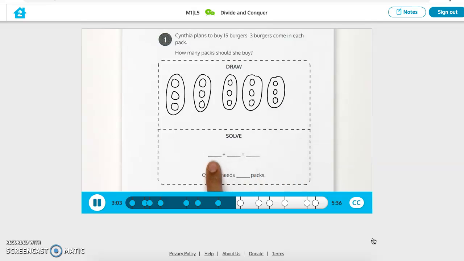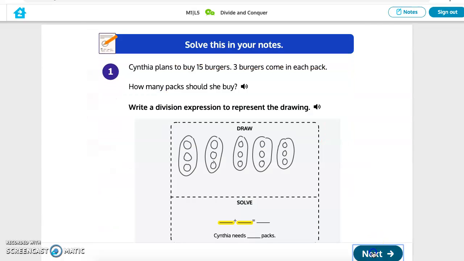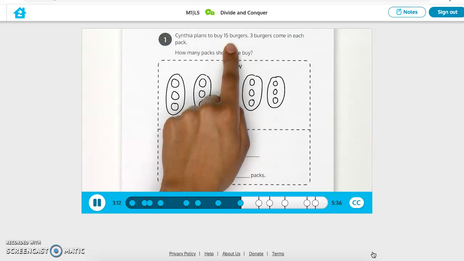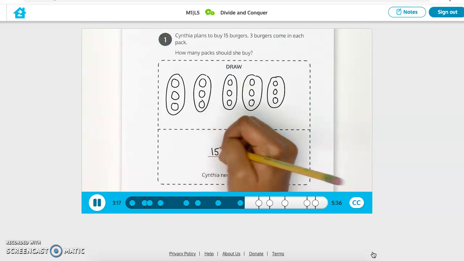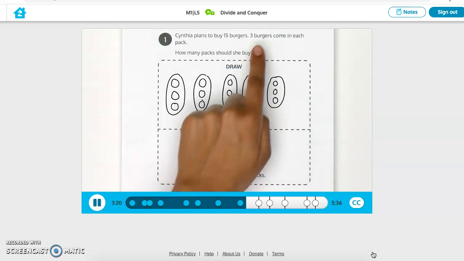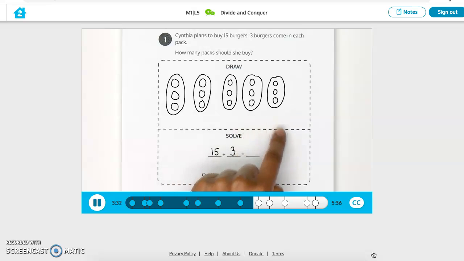Fill in the total number of burgers and the number we're dividing by, the number of burgers in each pack. There are 15 total burgers that are divided into packs of 3. This expression represents our drawing. So based on our drawing, how many packs should Cynthia buy?